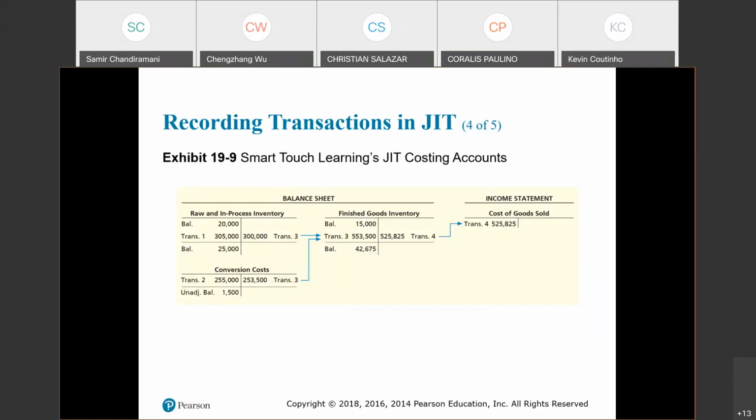So this slide shows the company's relevant accounts in T-accounts, combining the raw material inventory account with the WIP inventory account to form the single raw and in-process inventory account. It eliminates details and saves time. Not only time, but also cost. It saves both time and cost.